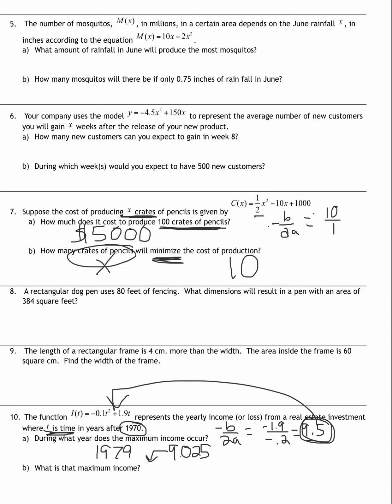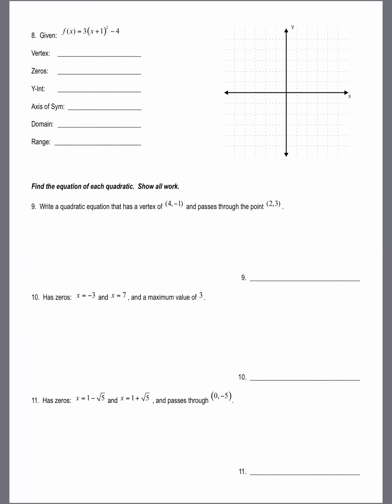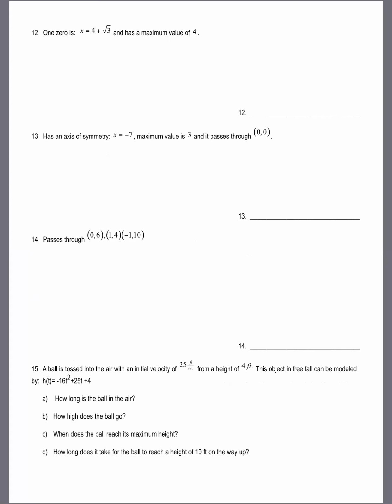How was that review? Could we go over number 12 on the review? Of course we can. Oops, I clicked the wrong thing. Oh dear. I need this. Okay. Algebra 3, quadratics, review. Okay, I'm sorry, which number? 12. Okay, yes.